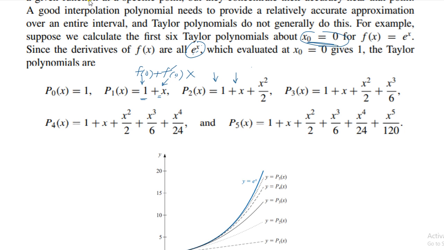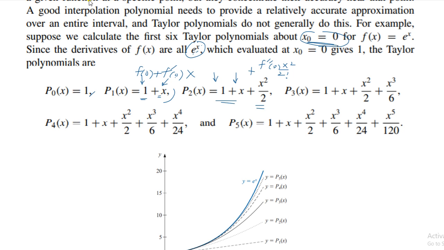And for the third term, because these two terms are the same, the third term is f double prime 0 x square by 2 factorial. So f double prime 0 is again 1 because the derivative of e^x is again e^x. At 0 it's 1, so you get x square by 2. So you can stop anywhere.